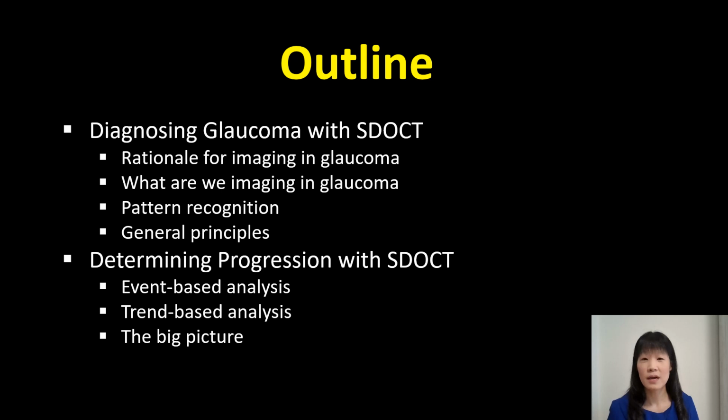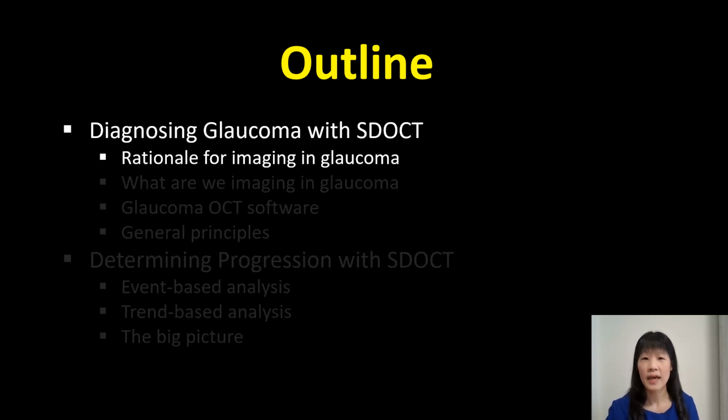We can use spectral domain OCT to diagnose glaucoma. And why do we need to use this? Well, glaucoma imaging provides us an objective, quantitative way to examine the structural and nerve tissue that can be lost or damaged with glaucoma. And most people feel that structural changes precede functional changes.